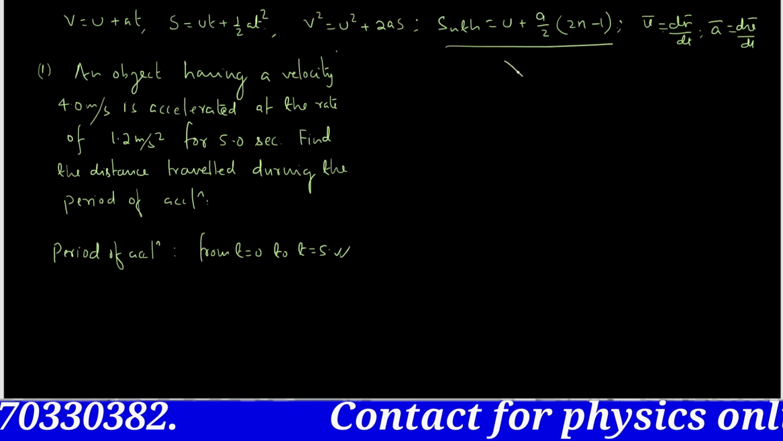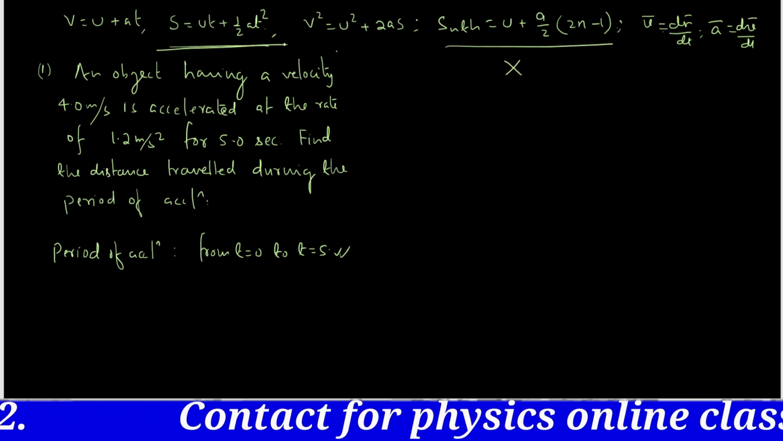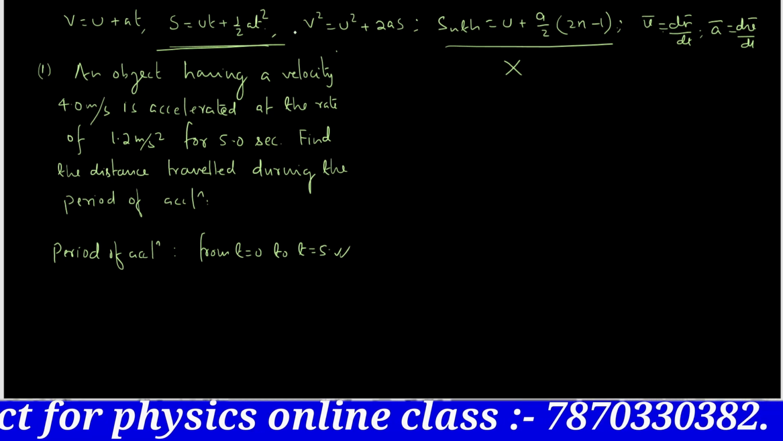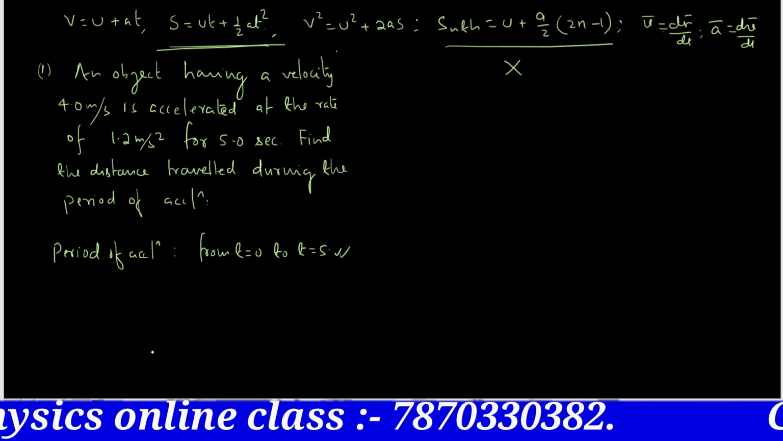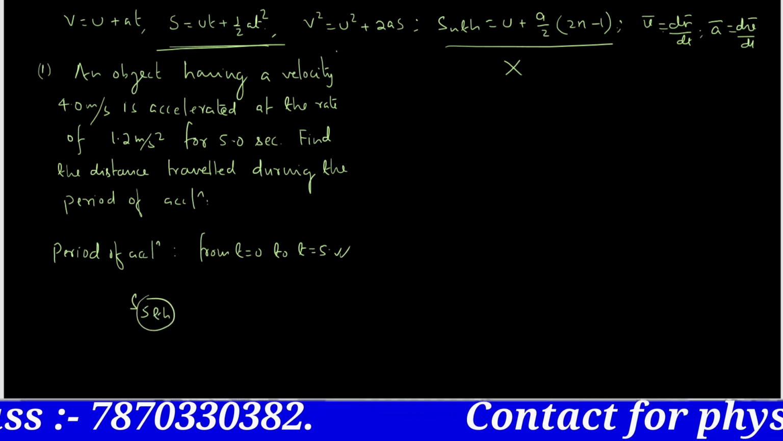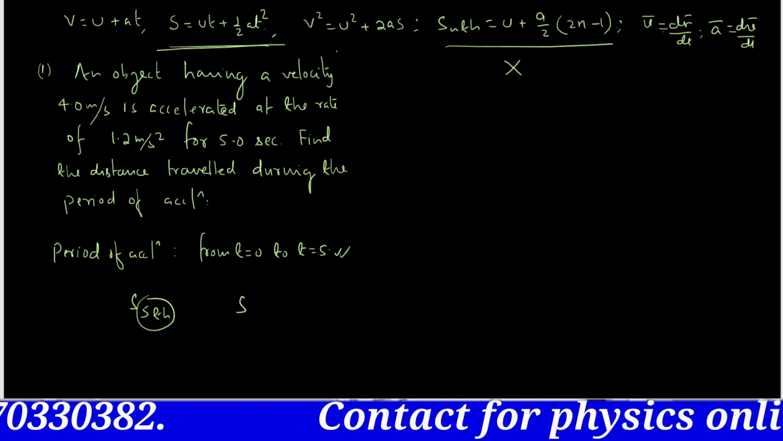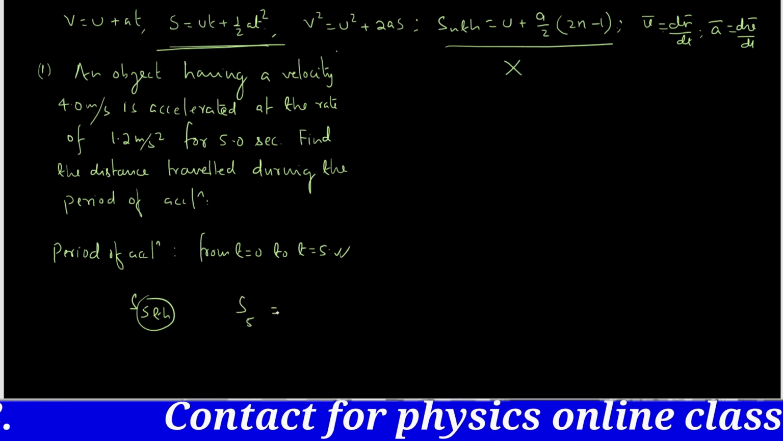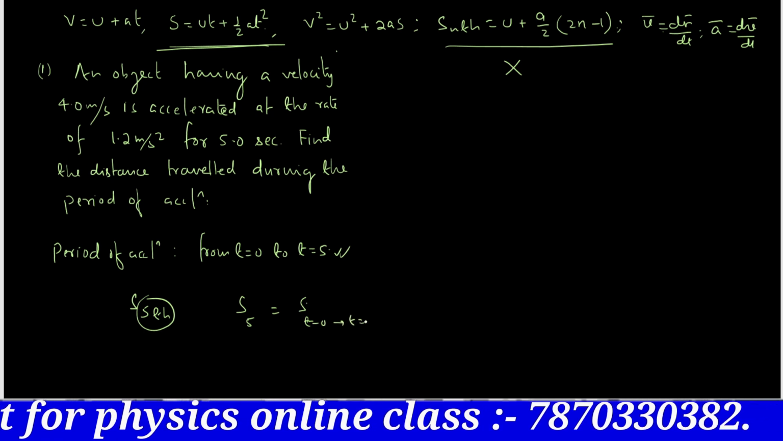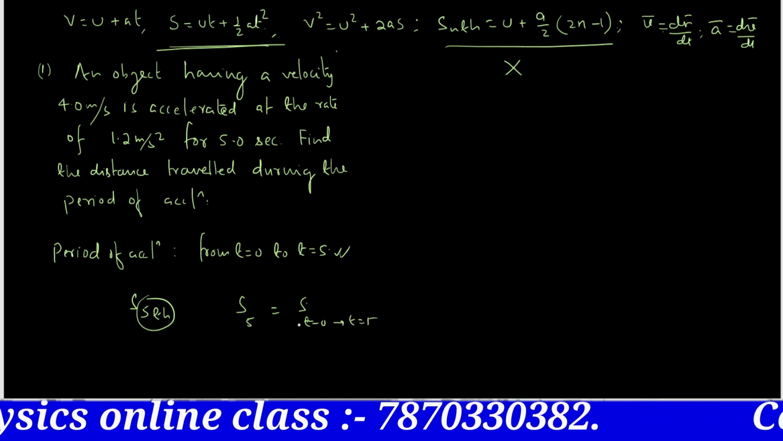Don't use this formula. This formula is used in this case. Why can't we use the S nth formula? Because this is not asked as fifth. This is not our question. Our question is S5. This means s from t equal to 0 to t equal to 5, right? Okay, understood, sir.